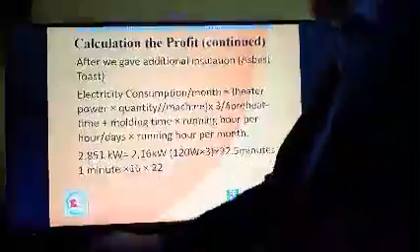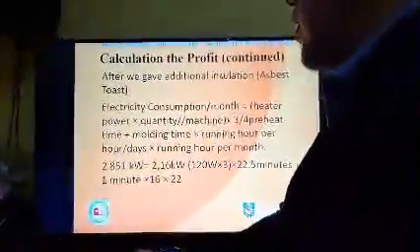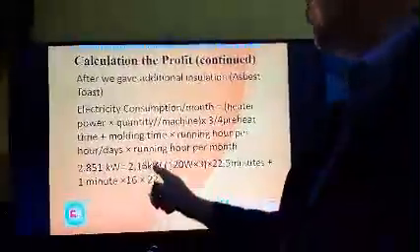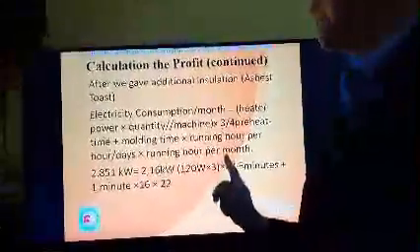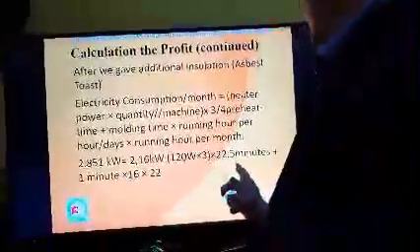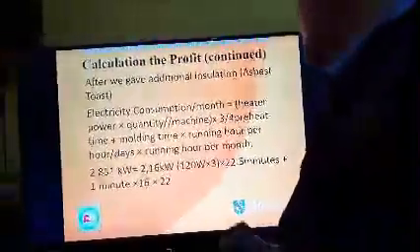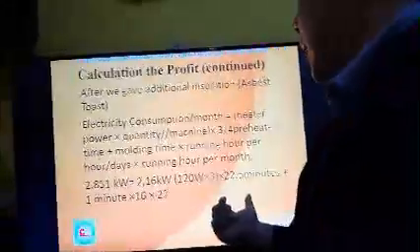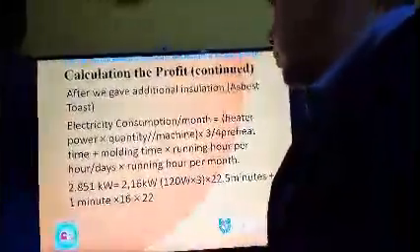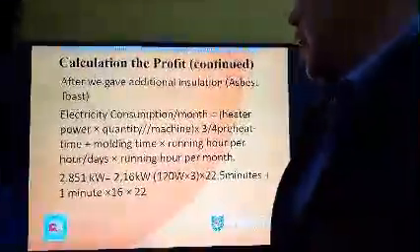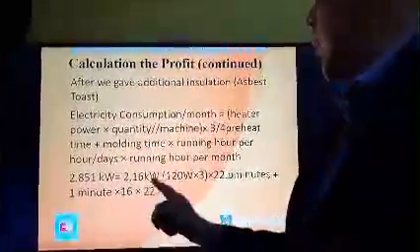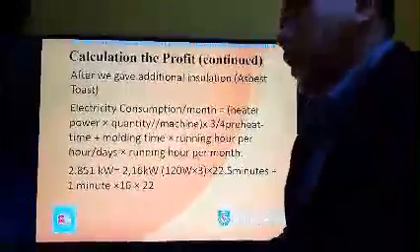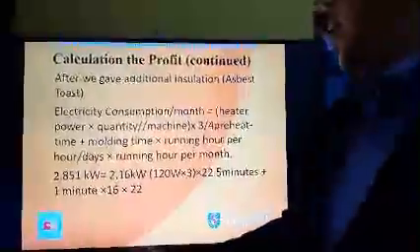So this we get the nominal of 2,851 kilowatt that came from the 2.16 kilowatt that came from the 120 watt equal 3. This 3 liter equal 22.5 minutes that reduce after we give the insulation. Preheating time plus 1 minute the cooling down equal 16 hour per day running production hour equal 22 days running production per month.